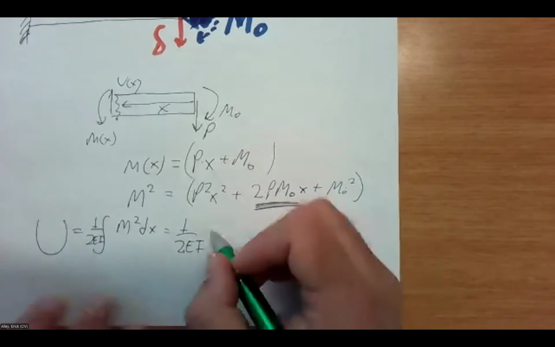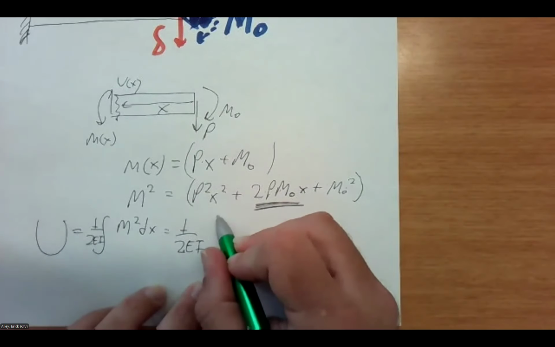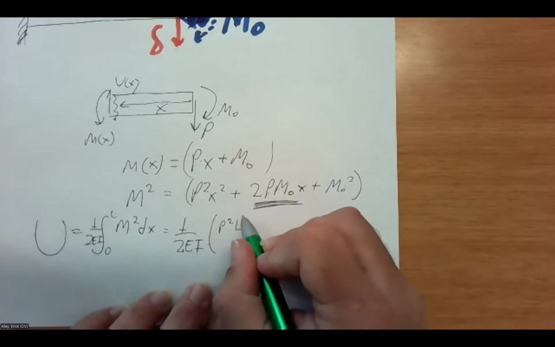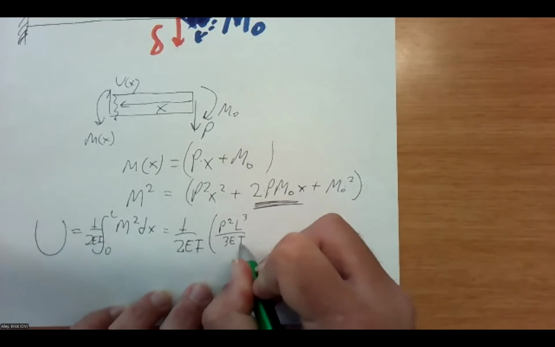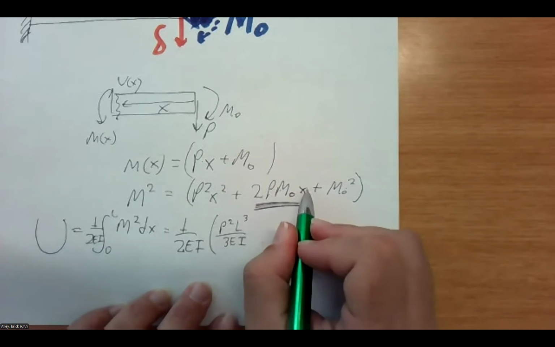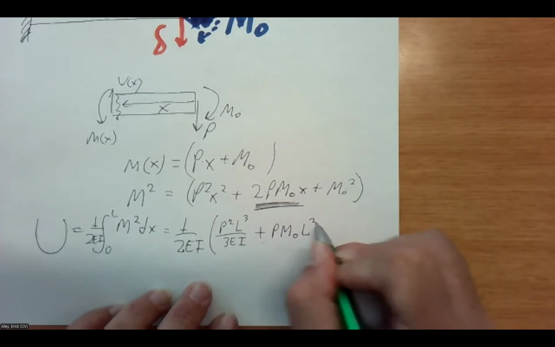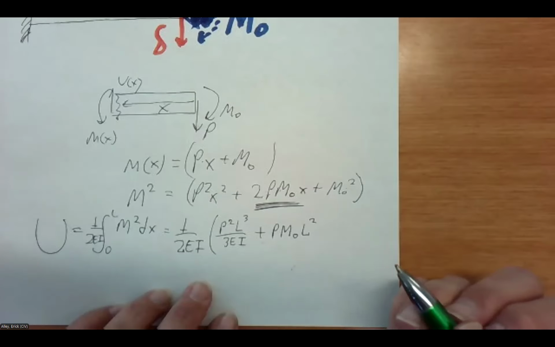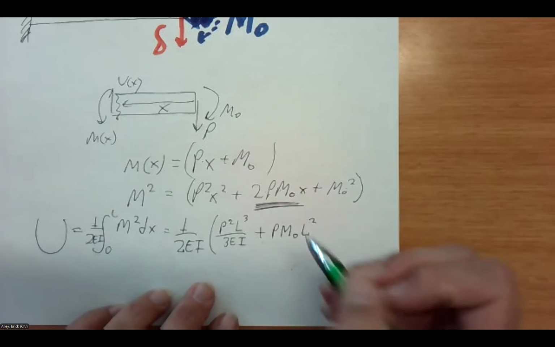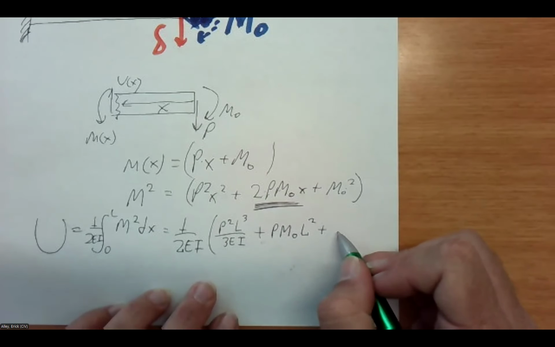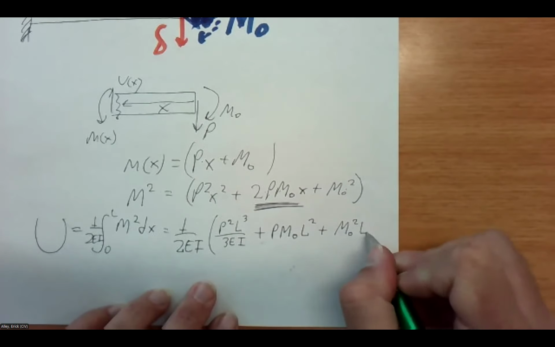All right. I've got a P squared. I'm going to go ahead and plug in L because they're all just going to go up to L. P squared L cubed over 3 EI. There's the same one that we've seen for cantilever. I got this middle term here with an X to the first power. So when that one comes out, I'm going to get a plus P times M naught times L squared. The half will come down and take away the 2. And then on the end there, I've just got M naught by itself. That's a constant. So when it comes up, it's just times L to the first. So M naught squared and L.